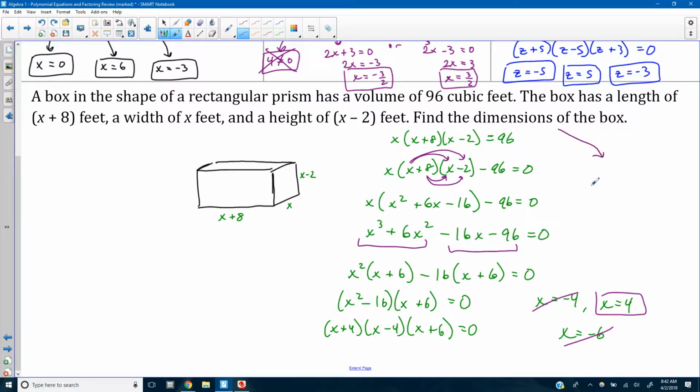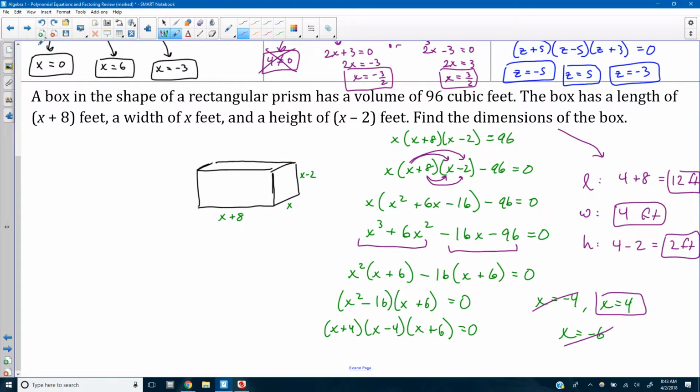The dimensions of the box, the length is going to be 4 plus 8. I'm going to choose that 4. 4 plus 8 is 12 feet. The width is x feet, that's 4. And the height is x minus 2, which is 2 feet. To double check all of this, 12 times 4 is 48. 48 times 2 is 96. So that is 96 cubic feet right there. These are the dimensions of your box.